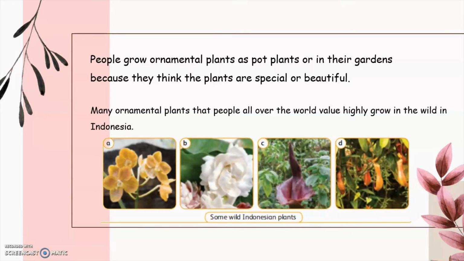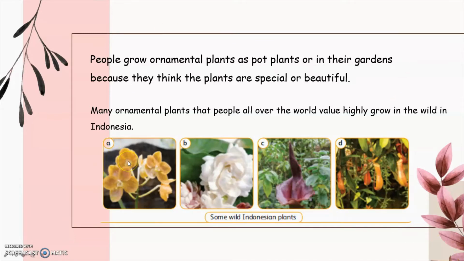Okay, have you seen any of the plants shown in the picture before? Have you ever seen these plants before? Okay, do you know their names? Picture A, B, C, D. Do you know their names? Okay, I will explain one by one the names of these plants. Picture A is wild orchid. And picture B is jasmine. Picture C is tiger arum. And D is pitcher plants.